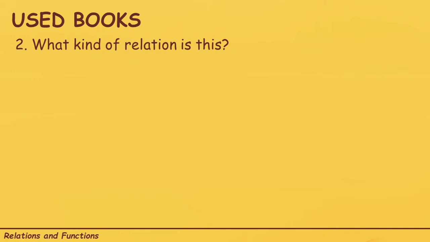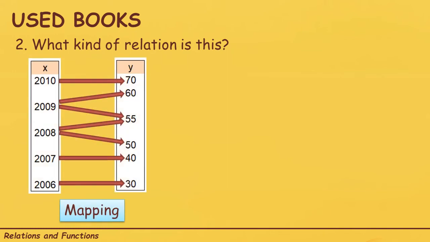What kind of relation is this? So base sa ating problem, this is our mapping diagram. And this relation is one to many. Bakit one to many? Kung mapapansin natin yung year 2010, 2007, and 2006, lahat sila merong isang value ng y. Pero, yung 2009 at 2008, merong dalawa or tig-dalawang prices or tig-dalawang value ng y.